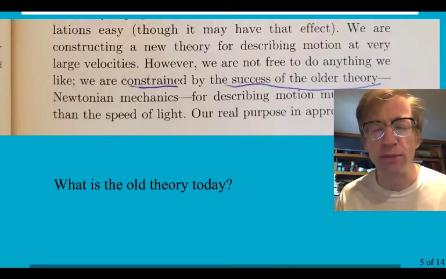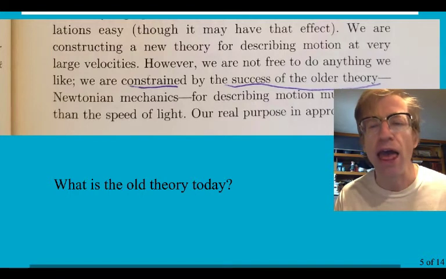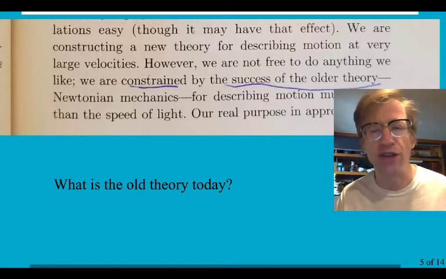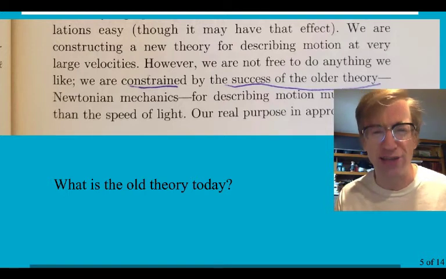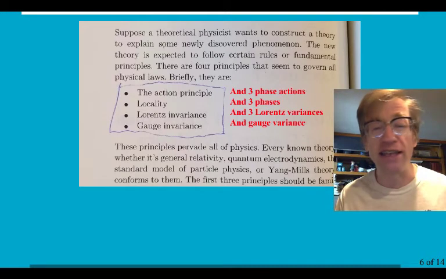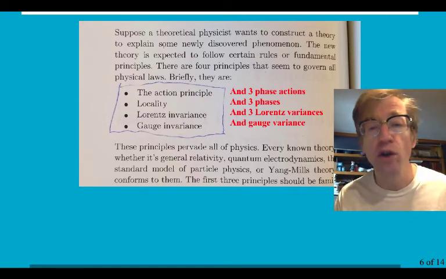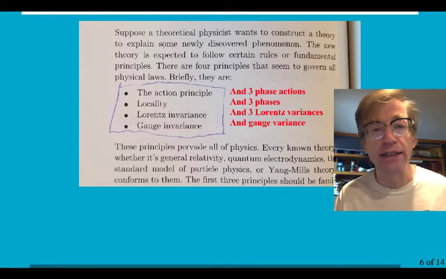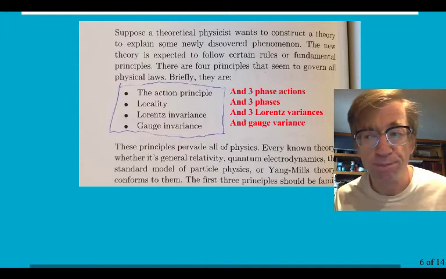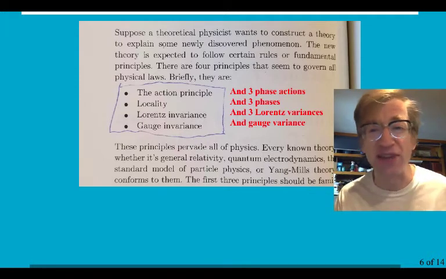Now, here he was talking about special relativity and Newtonian mechanics, but I'm thinking about what he described, classical field theory. So what really goes into classical field theory? And the reason I like this book is because he gave such a darn clear answer. As a matter of fact, he wrote down these four ideas. The action principle, locality, Lorentz invariance, and gauge invariance. Now, which of these four ideas am I going to say is wrong? Well, by the previous slide, I've got to say none of them are wrong.